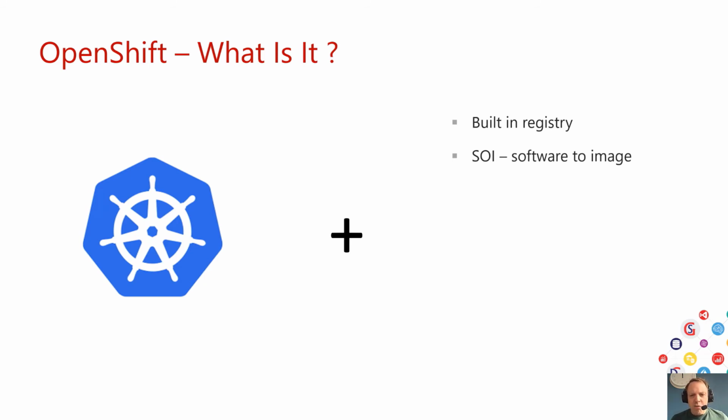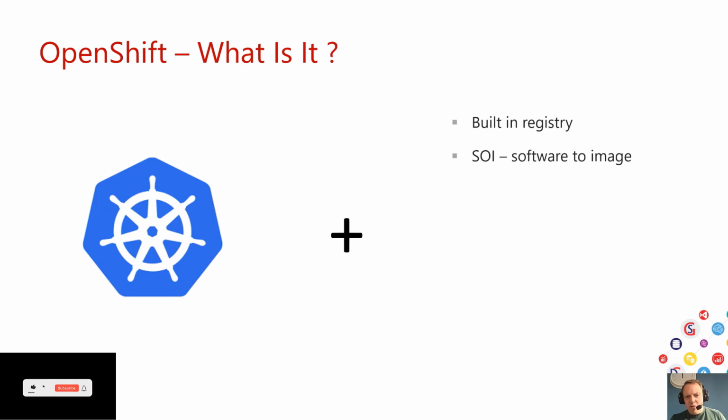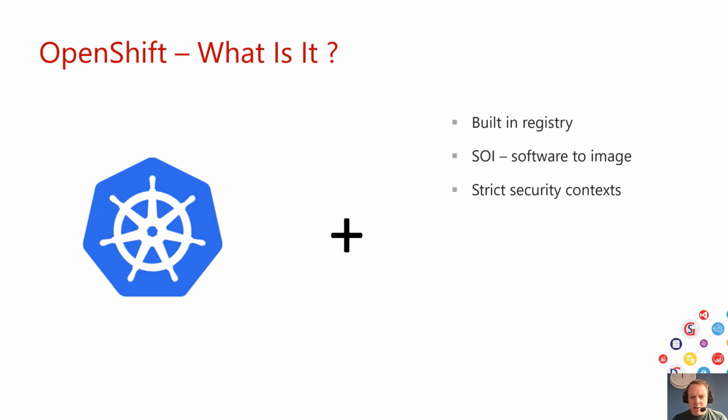So you've got source-to-image functionality. You can build software and you can create container images which go in the built-in registry directly from your source software. It has strict security context, which you will be aware of if you've ever deployed a big data cluster on OpenShift. It comes with Jenkins integration. You have these things called image streams, which is a really cool way of being able to tag images with different tags.